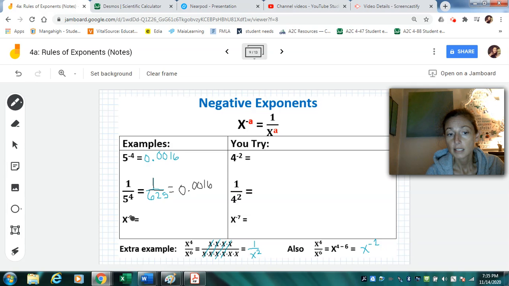So if I have x to the negative 9th power, and I don't want to have negative exponents, I could also write that as 1 over x to the 9th power. All right, so go ahead and try the 3 problems on the right.